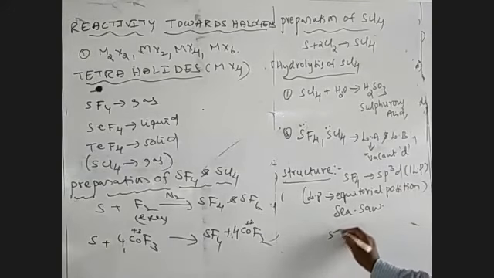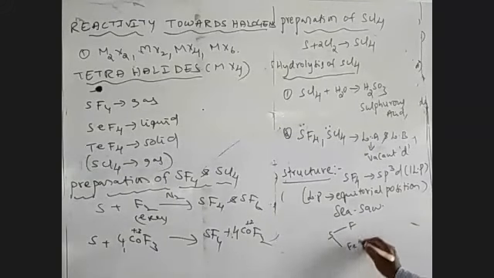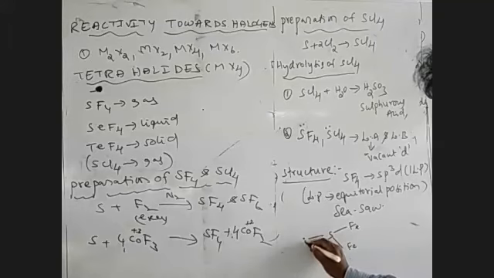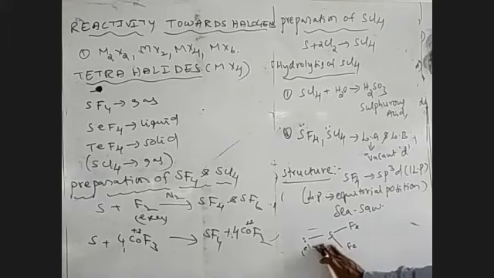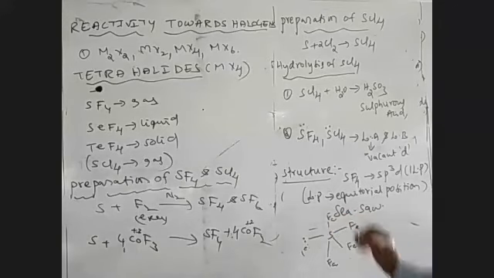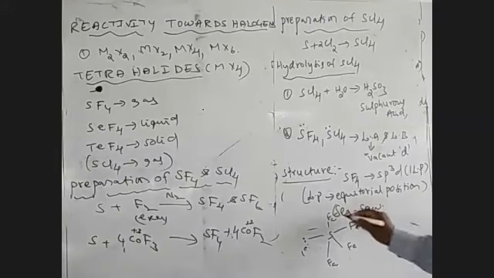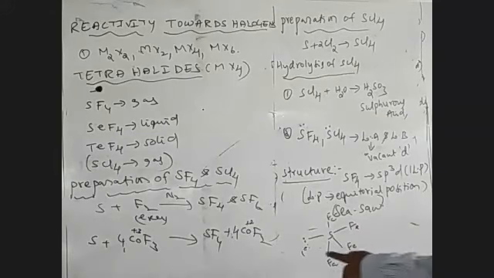This is the sulfur and the fluorine, and the lone pair is also present in the equatorial position. These are the equatorial positions. Two fluorine atoms are present in the axial position. Therefore, this one is known as the seesaw structure. In the equatorial position, minimum repulsion exists, so the lone pair occupies the equatorial position. These are known as tetrahalides. Note this down.